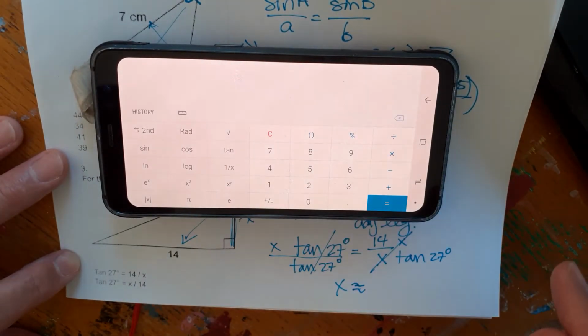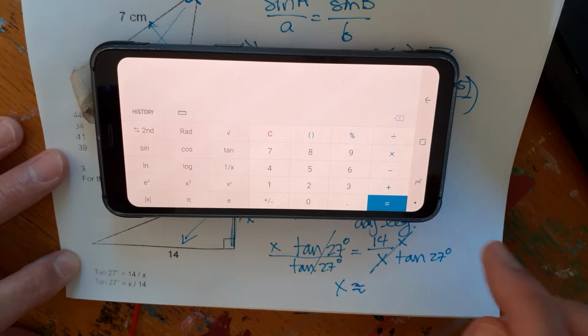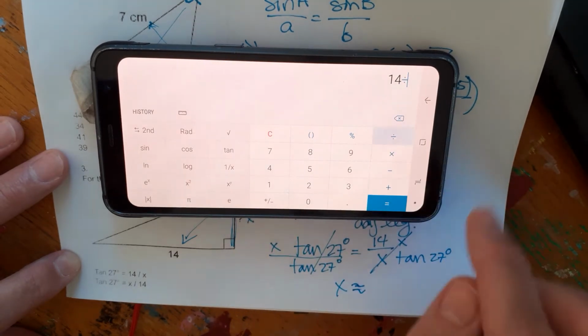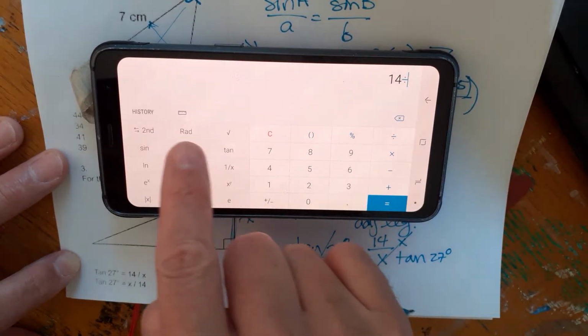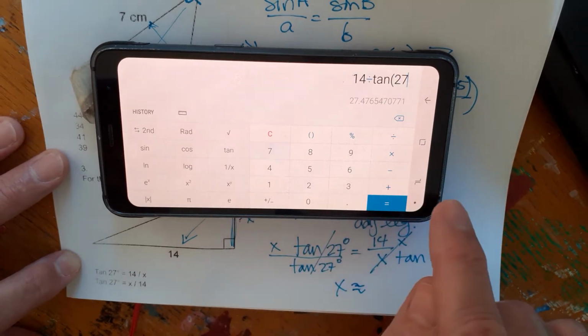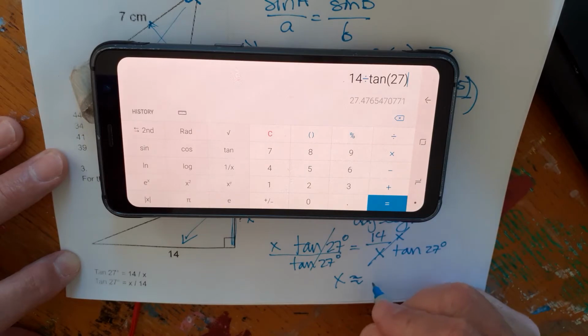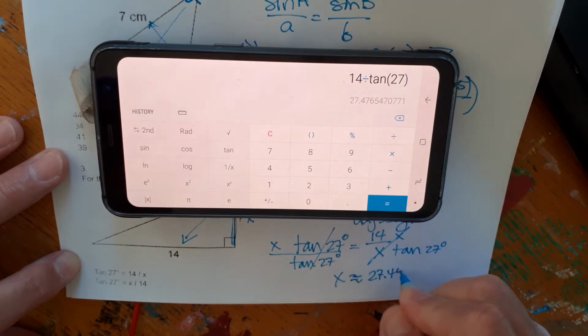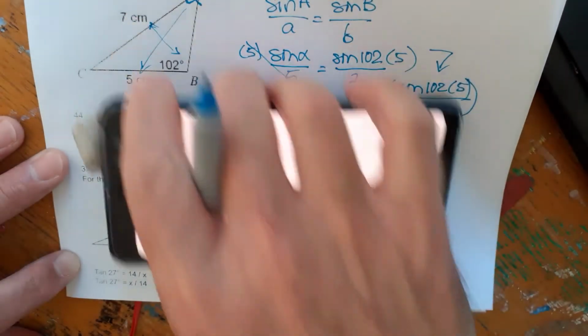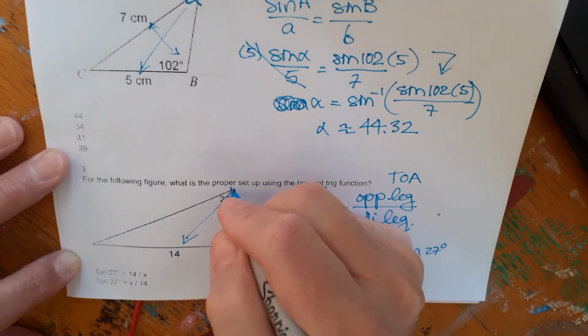So let's clear this out. This is equal to 14 divided by tan 27 degrees. Close the parentheses, and we get 27.48. And that's the length of this side here. 27.48 would be the length of this side.